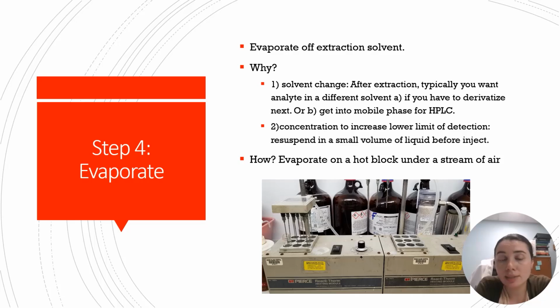A second reason is you might want to concentrate. So if you want to increase your lower limit of detection, you will evaporate it off and then resuspend in a smaller volume of liquid before you inject it onto your chromatography machine. And here is an example of how you might do that. These are hot blocks, and the evaporation happens under a stream of air.